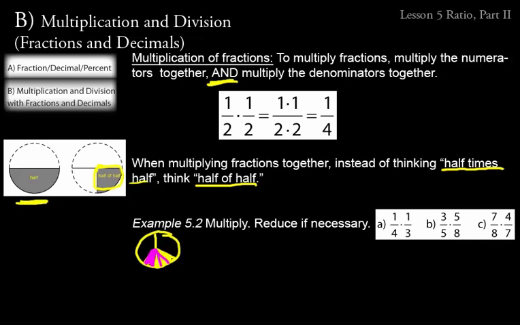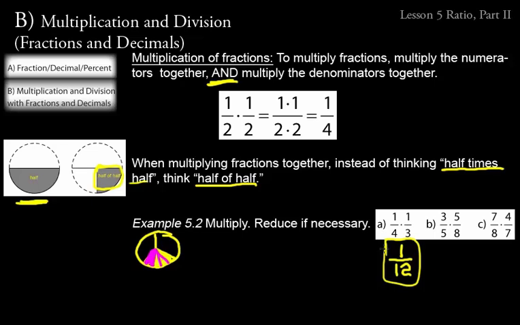So 1 times 1 is 1. 4 times 3 is 12. It's 1/12 is what 1/4 of 1/3 is. So our diagram helps us make sense of that answer and just kind of check our work and think, well, yeah, 1/12 does make sense, a small result there. So on B, let's go ahead and do that.